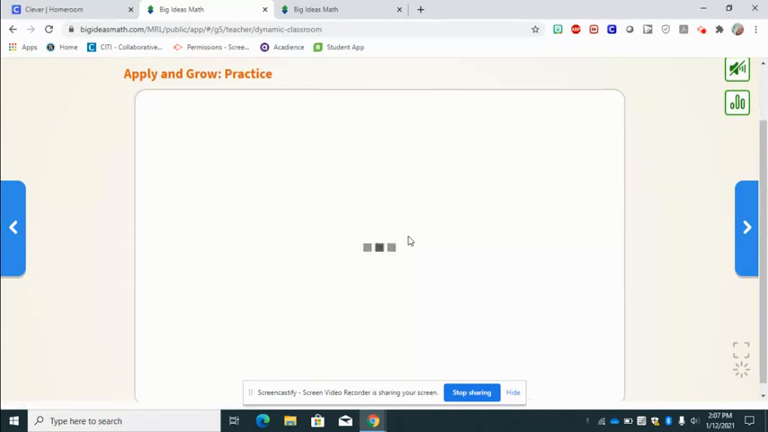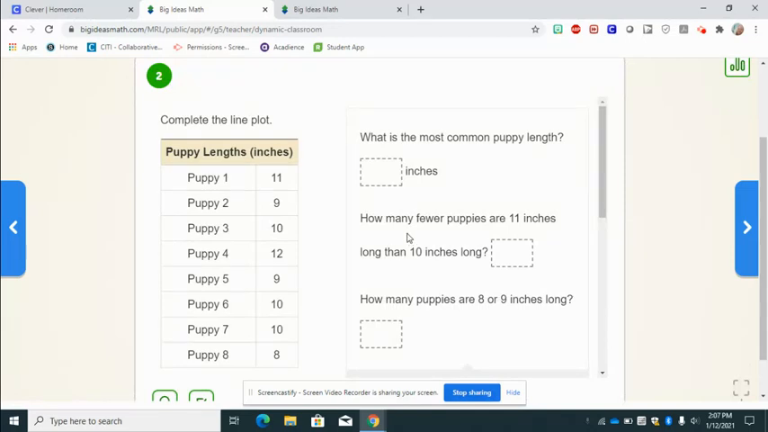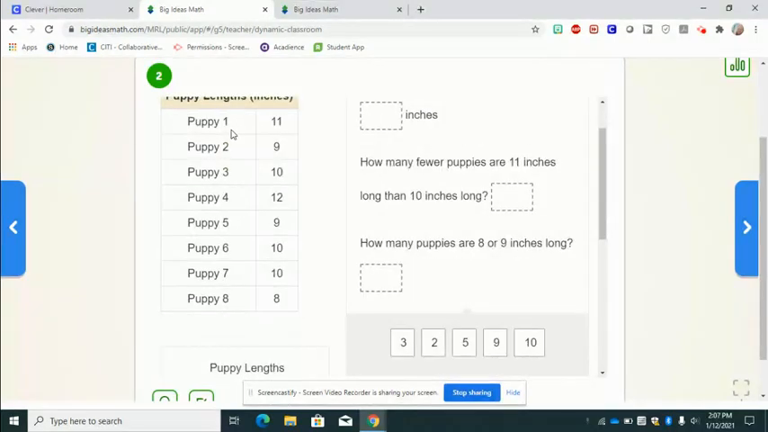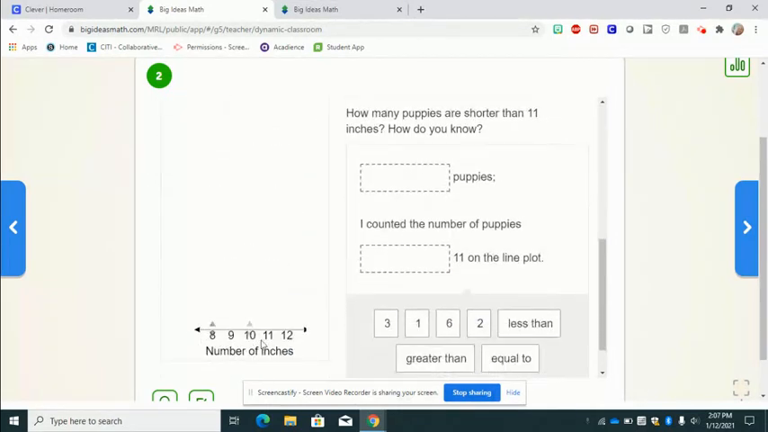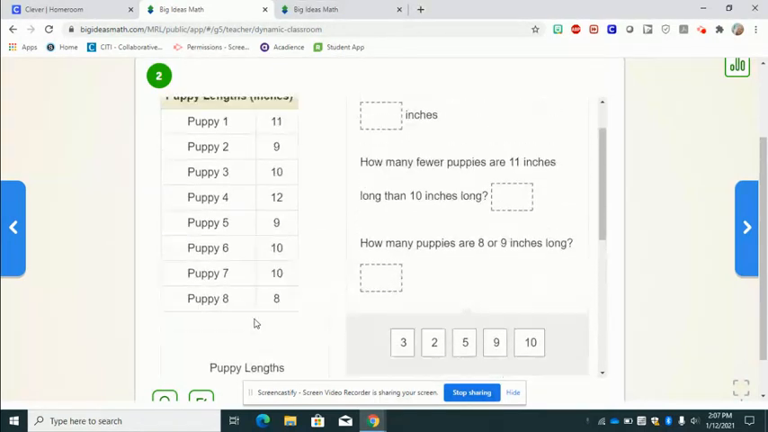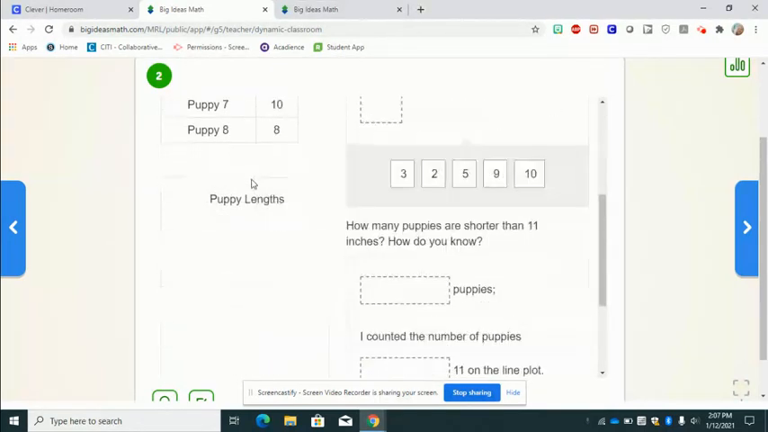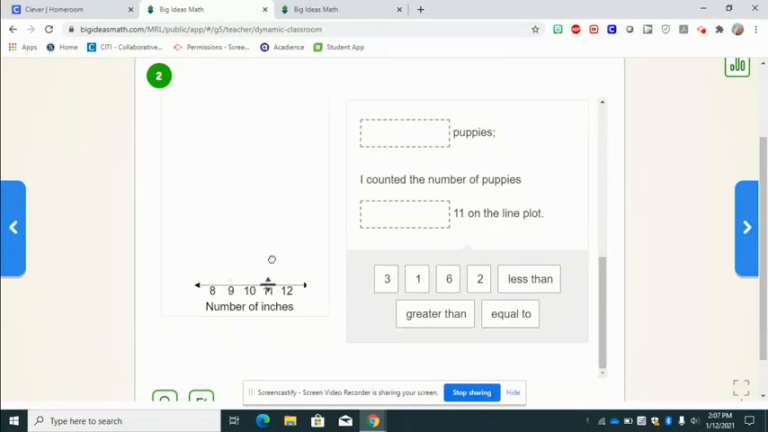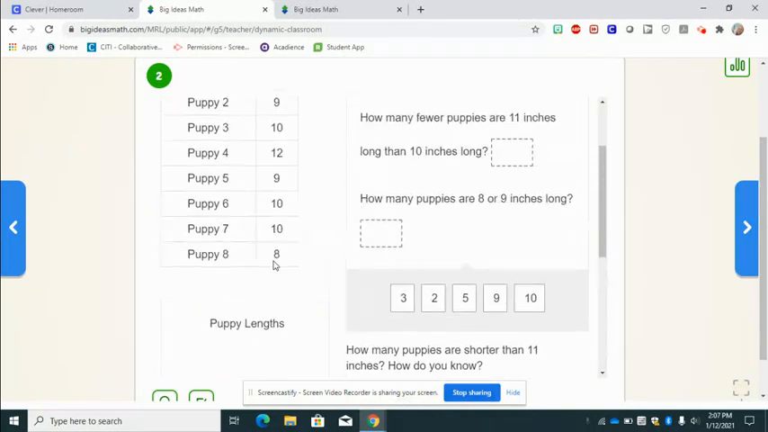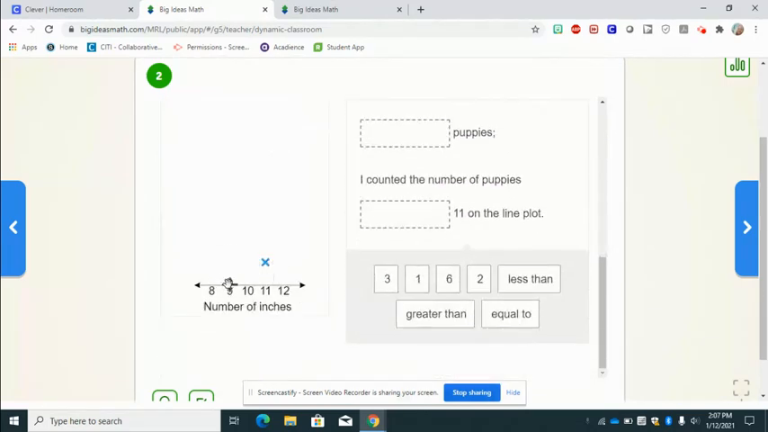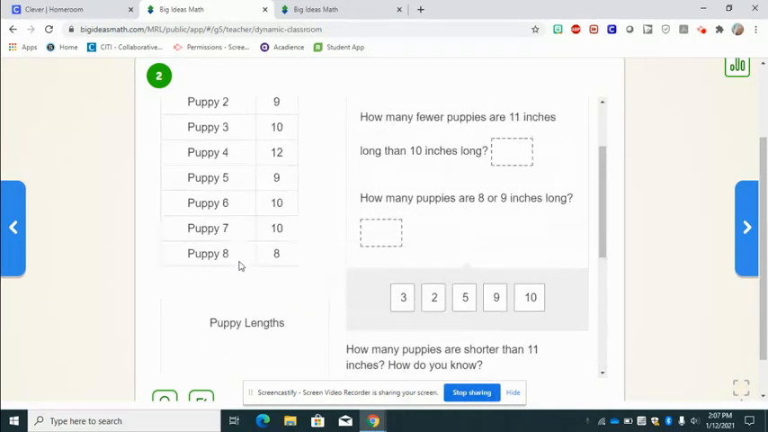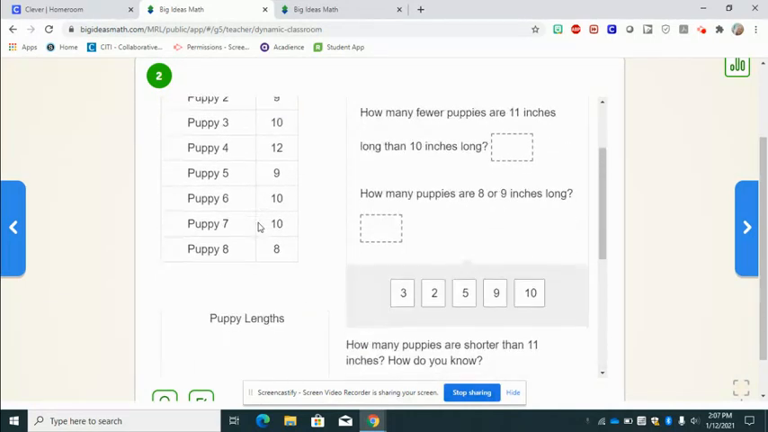Okay, now we're on page 645, and we are going to look at puppy lengths in inches. So these are our puppies. This is puppy 1 through 8, and their lengths are measured in inches. And we're going to use this line plot down here to plot our inches. So puppy 1 is 11 inches long, so I'm going to go to the number 11 and make an X for that puppy. Puppy 2 is 9 inches long, so we're going to make an X for 9 inches, and now we're looking at puppy 3, which is 10 inches.